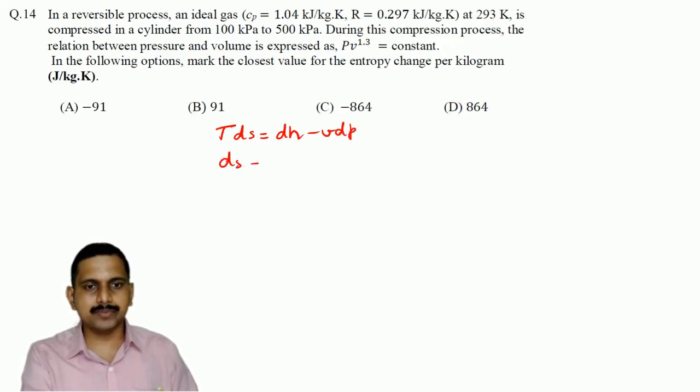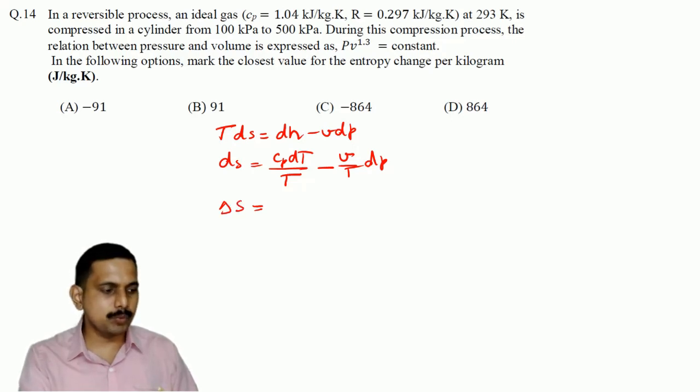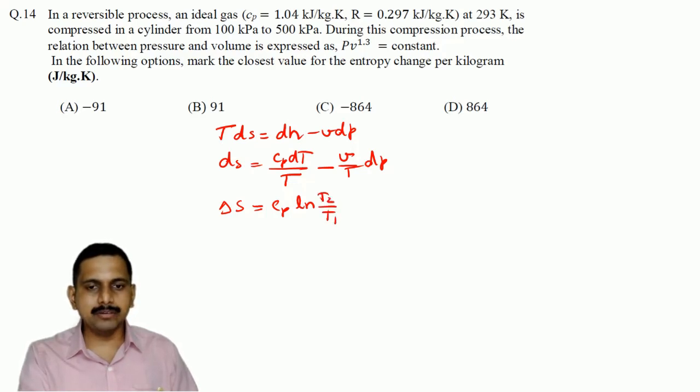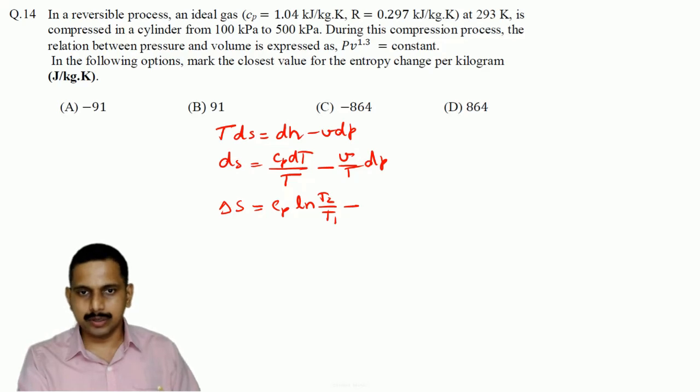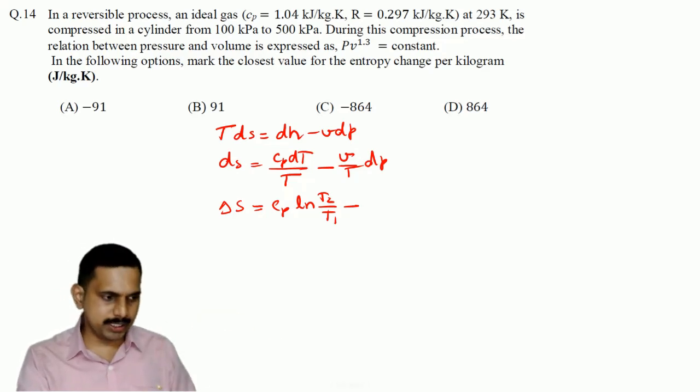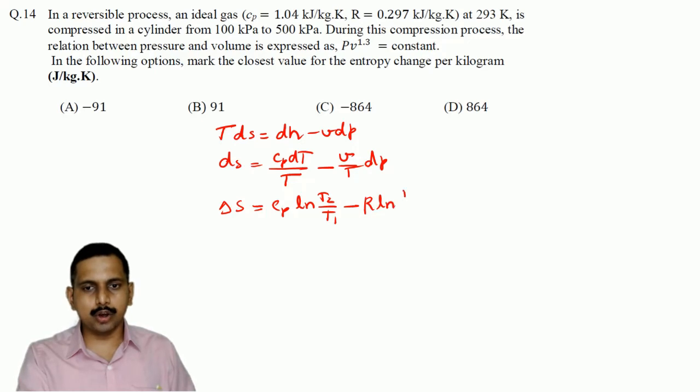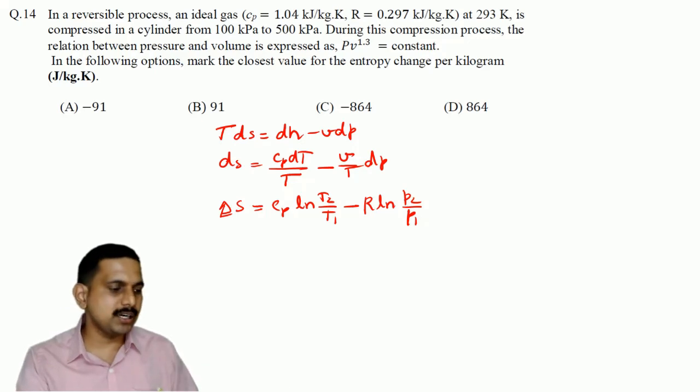So now dS: dH is Cp dT, and T comes down, minus V by T into dP, correct? And when I integrate, delta S would be Cp into log of T2 by T1 minus, now V by T can be written as R by P. So dP by P comes, and when you integrate you get R log of P2 by P1. Generally you can remember this, but I just did the derivation.